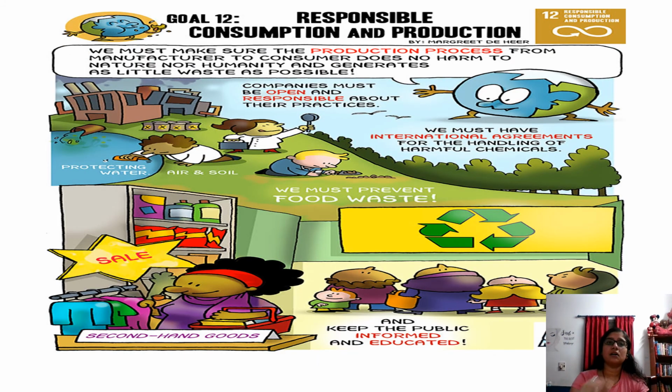So the next goal, that is the 12th goal, is responsible consumption and production. Now consumers are the people, we are the people. Okay, for example, if you drink milk, isn't it? If you are buying the packet milk, you are the consumer, you are buying it from the shop, and the person who is making that is a manufacturer, those who are making it. Okay, so this is talking about the manufacturer and the consumer. That is, we are buying certain things from the market, isn't it? For example, take the example of furniture.